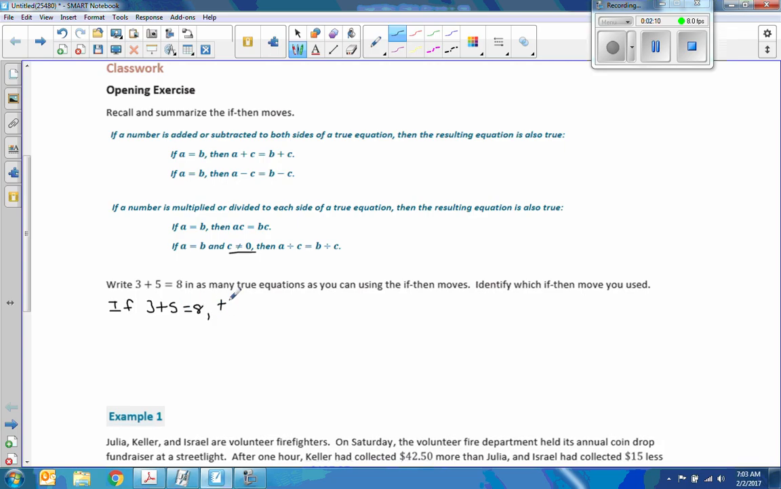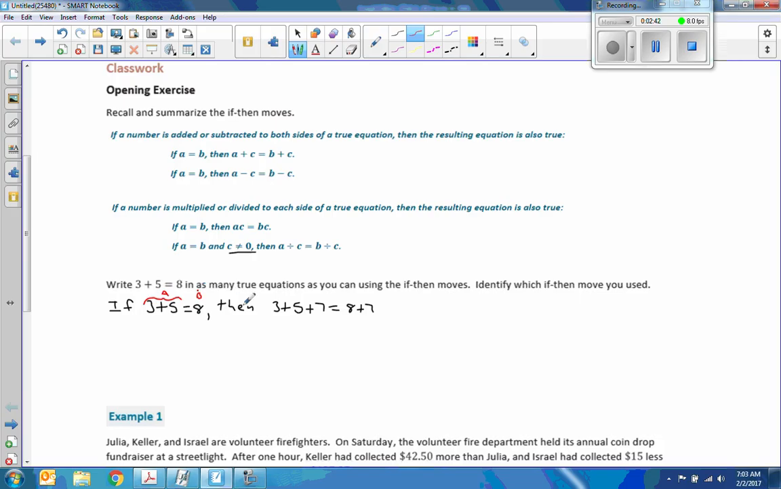and you can pick any number, 3 plus 5 plus 7 equals 8 plus 7. Alright, so it says if A equals B, so let me color code these. This piece here, 3 plus 5, would be my A. And 8 would be my B. So A equals B. 3 plus 5 equals 8. That is true. So I have an A that equals a B.